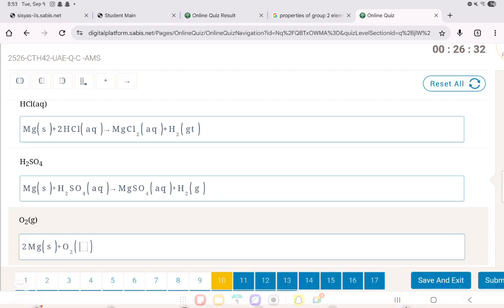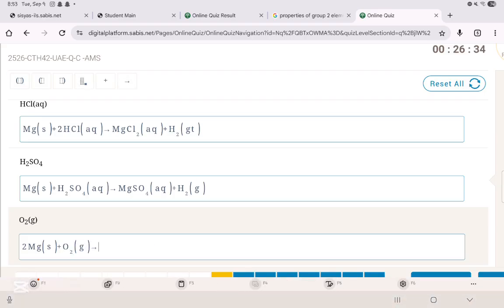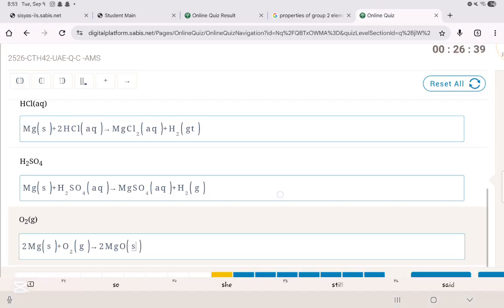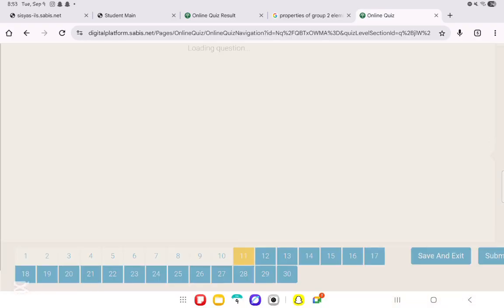Which is a gas, will give us what? Will give us 2 metal oxide, or 2 MgO in this case, solid. Perfect. We finished question 10. We'll move on to question number 11.